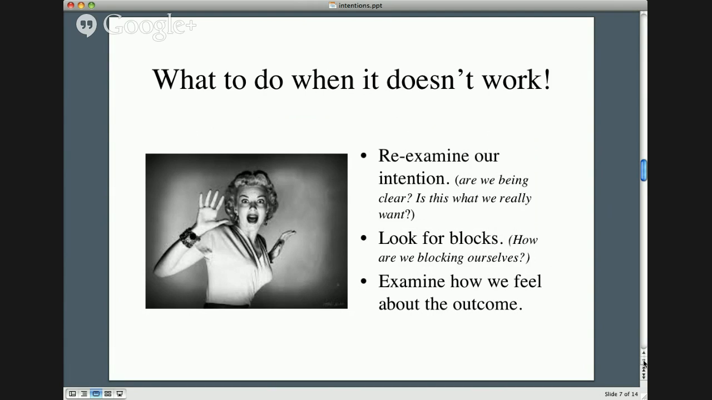So if things aren't coming into reality for you, it's a really great opportunity to start to sit down with yourself and get more clear. And we can always get more clear. Because you'll notice when you are clear, things can happen very, very quickly. And the more clear you are, the quicker things happen.